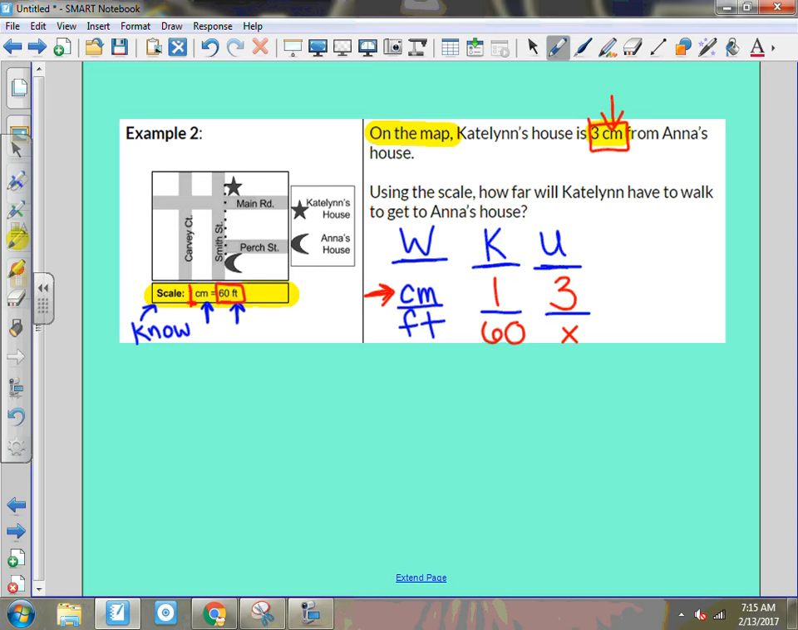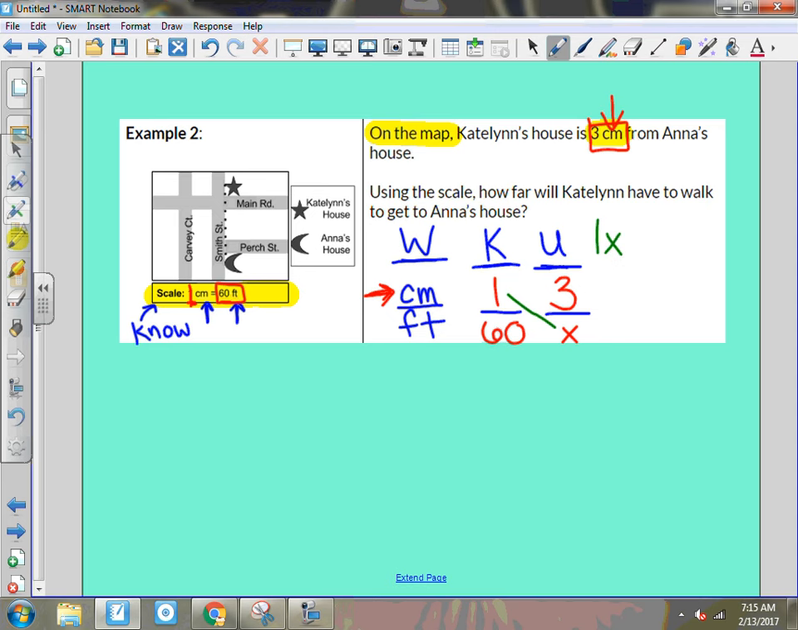I know what each one of these numbers stands for. I know what I'm trying to figure out. I'm trying to figure out how many feet 3 centimeters is going to stand for on this map. So now I'm ready to go ahead and cross multiply and solve. So I like to go ahead and draw a line. You can either put a loop around it, or you can draw a line between the two things that you're multiplying. So I am multiplying 1 times x.